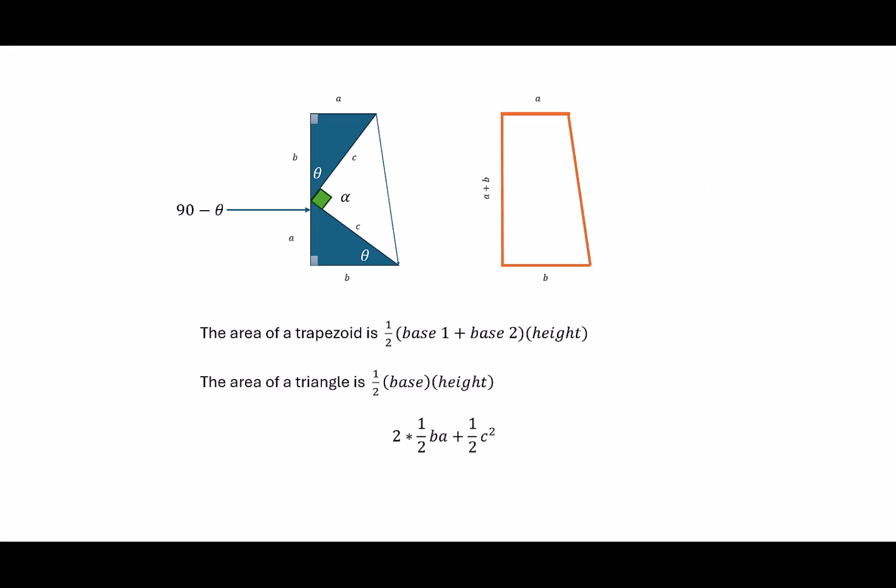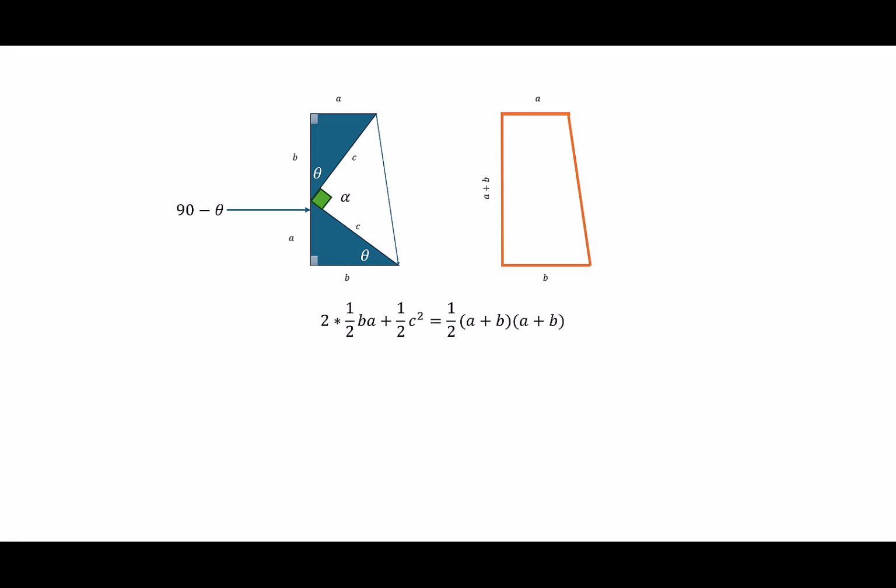This is helpful because if we know this is a right triangle, we have a base of c, a height of c, which means we have an area of 1/2 times c squared. So these three triangles together are equal to the area of our trapezoid, which we can write as 1/2 the sum of the parallel sides A and B times the height of A plus B.